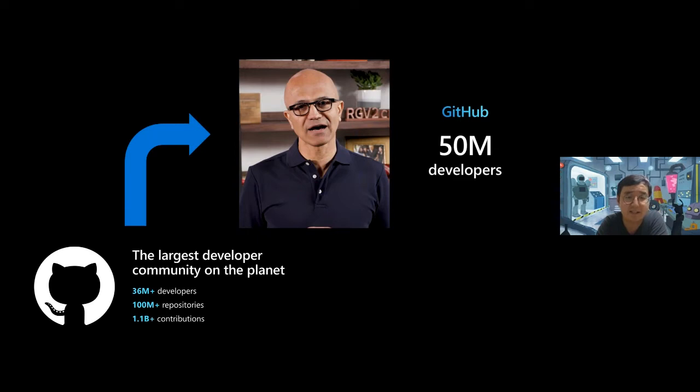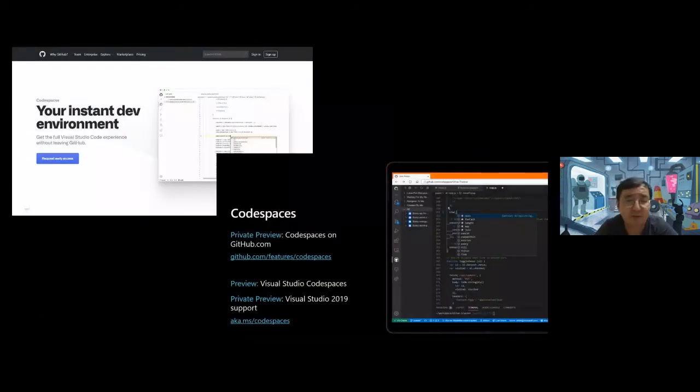Last year, Satya mentioned that there were about 36 million developers, but now Satya says that on GitHub there are 50 million developers. So more developers are still coming to GitHub, which is very great. And also Satya emphasized developer productivity, even for remote developers. So this is one interesting thing.